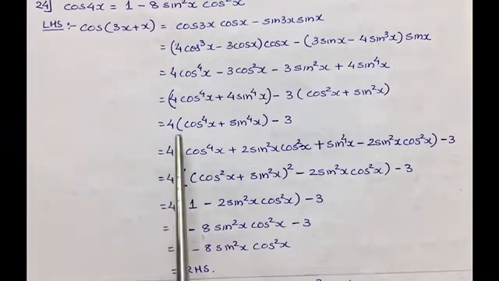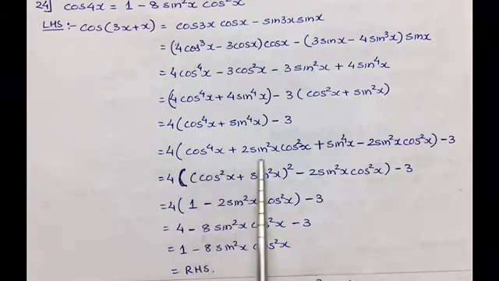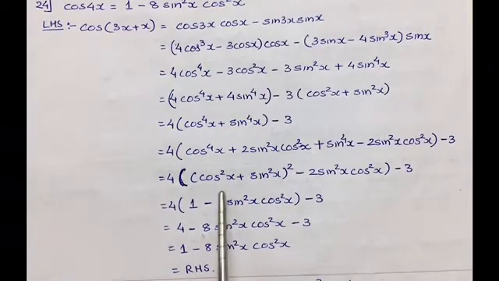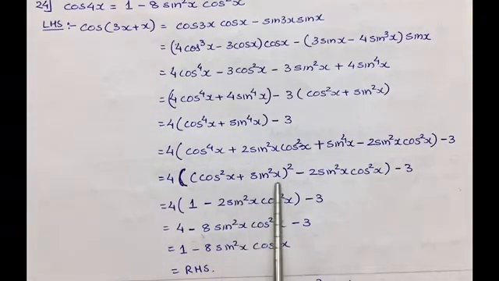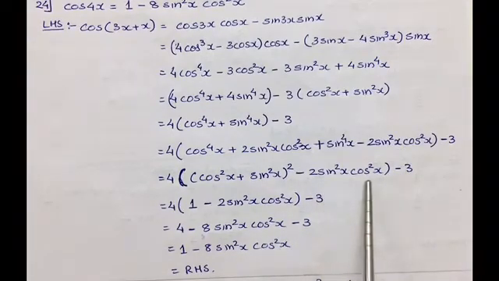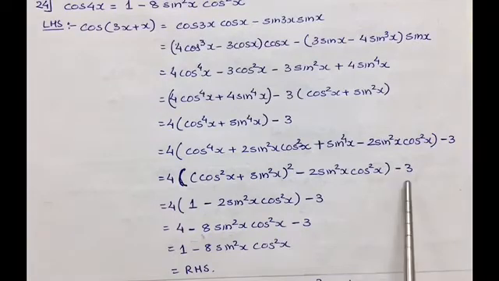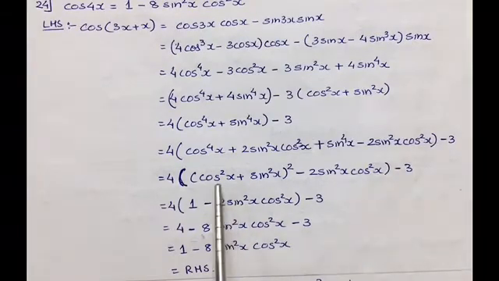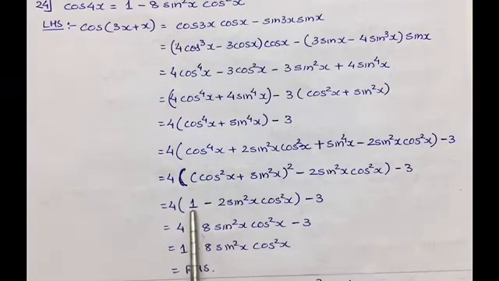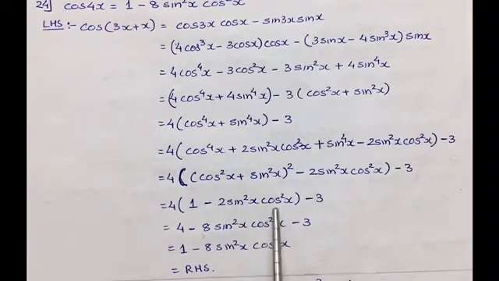Now 4 remains as it is. If you combine the 3 of them, it gives a perfect square formula of (cos square x plus sine square x) whole square, minus 2 sine square x cos square x remains as it is, minus 3 is as it is. Now this gives the value as 1 as per the identity. So 1 is kept in its place, minus 2 sine square x cos square x as it is, minus 3 as it is.